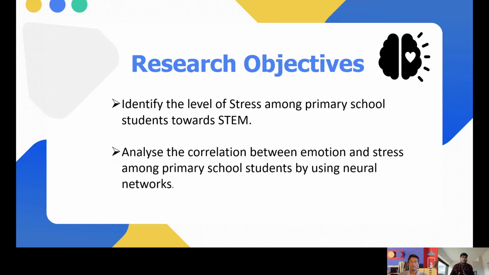Secondly, analyze the correlation between emotion and stress among primary school students by using a neural network. Actually, the connection might be subjective and behave differently depending on the subject, while negative emotion will indicate stress and positive emotion will indicate non-stress.